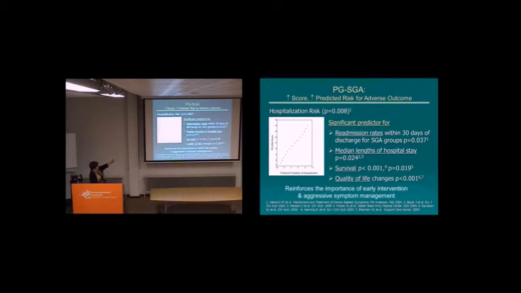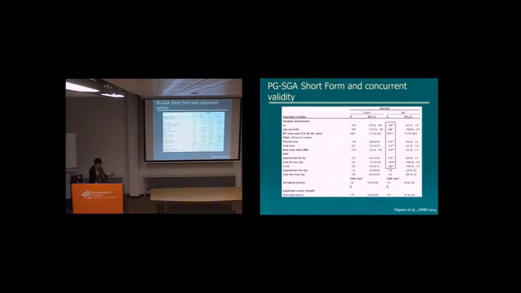Subsequent to then, we've actually looked at, this is work that I did with an oral anabolic steroid, looking at the PG-SGA score and predictability of hospitalization, almost a linear component. This was in cancer patients getting chemotherapy. So readmission rates, median lengths of stay, survival, quality of life changes are all predicted by this assessment tool that a lot of people will just think about as nutrition.